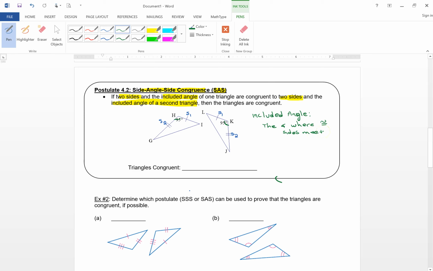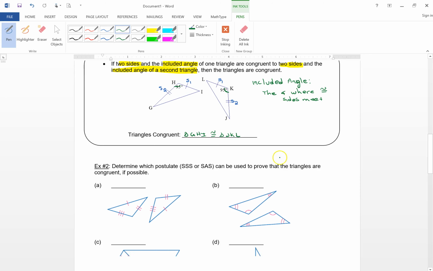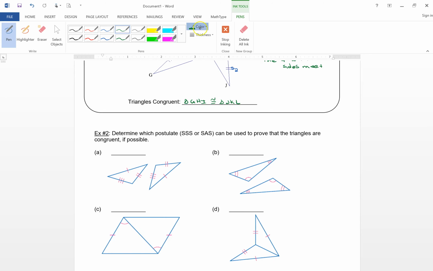So if 2 sides and the included angle are congruent, then we say triangle GHI is congruent to triangle JKL. So this is by SAS. We need 2 sides and the angle in between the 2 sides. So let's see here how the 2 triangles are congruent. We're either going to use SSS or SAS or neither.